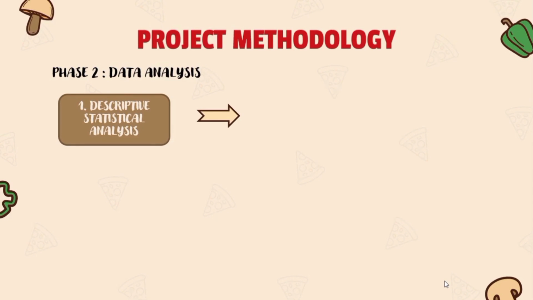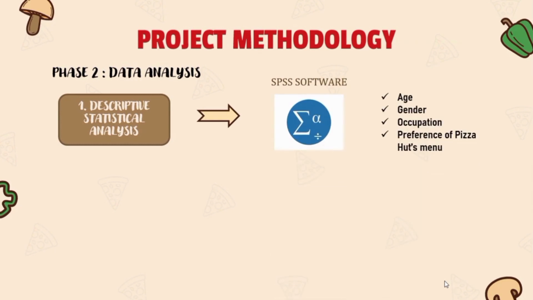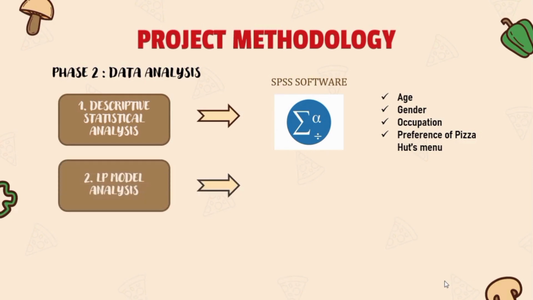In this study, we had used descriptive statistical analysis to describe the frequency distribution of age, gender, occupation, and preference of Pizza Hut's menu for breakfast, lunch, and dinner among respondents, with the aid of SPSS software. Then, the second analysis is LP model analysis. In order to obtain our LP model, we had first determined the objective function and constraints that are involved. After that, we had done the formulation of a linear programming model for minimizing the cost of Pizza Hut's menu, which satisfies RNI Malaysia. And then the final analysis is sensitivity analysis.